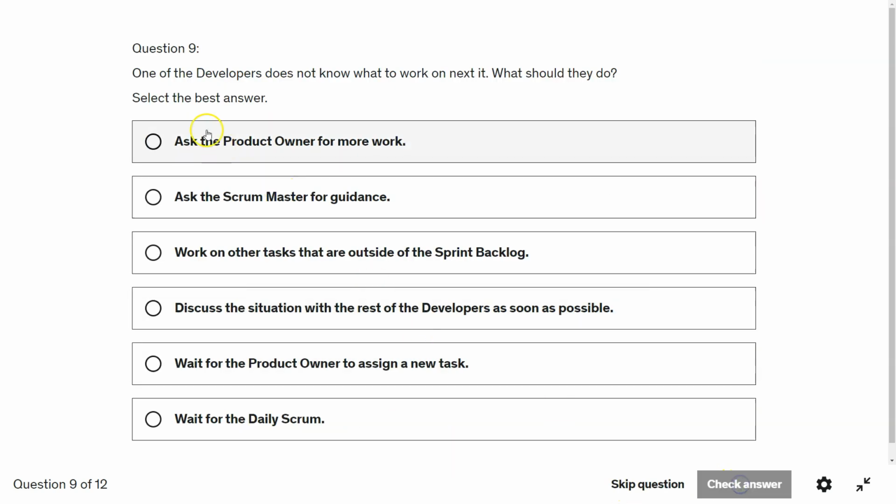Alright guys. Question number 9. One of the developers does not know what to work on next. What should they do? Option A, ask the product owner for more work. Option B, ask the Scrum Master for guidance. Option C, work on other tasks that are outside of the sprint backlog. Option D, discuss the situation with the rest of the developers as soon as possible. Option E, wait for the product owner to assign a new task. Option F, wait for the daily scrum. So the right answer is discuss the situation with the rest of the developers as soon as possible.